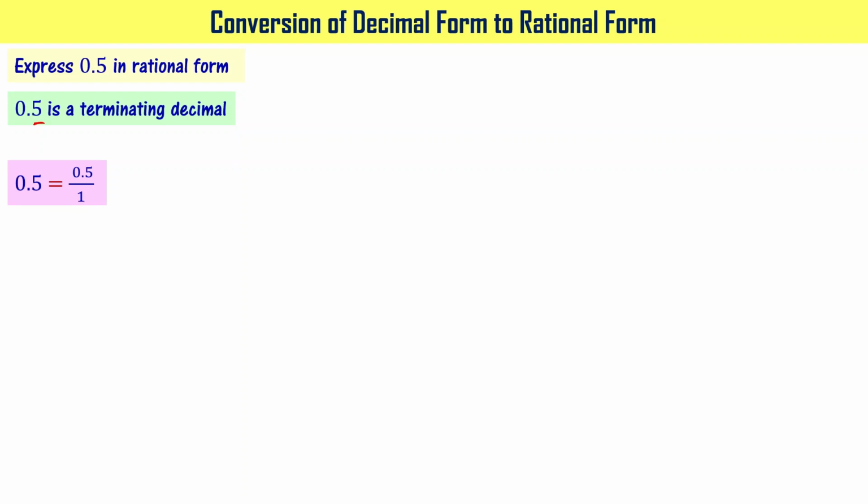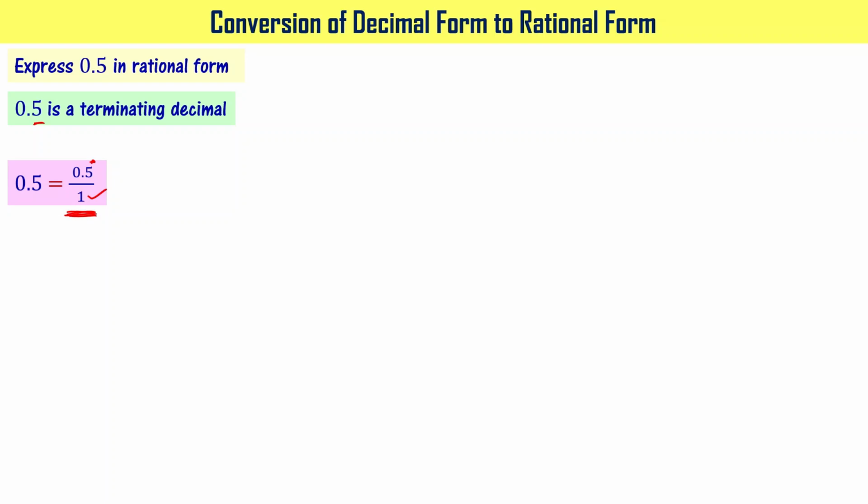0.5 can be written as 0.5 by 1, but this is not a rational number, right? The reason is that a rational number is defined as the ratio of two integers. 0.5 is not an integer, right? 1 is an integer, but 0.5 is not an integer. That's why 0.5 by 1 is not a rational number.